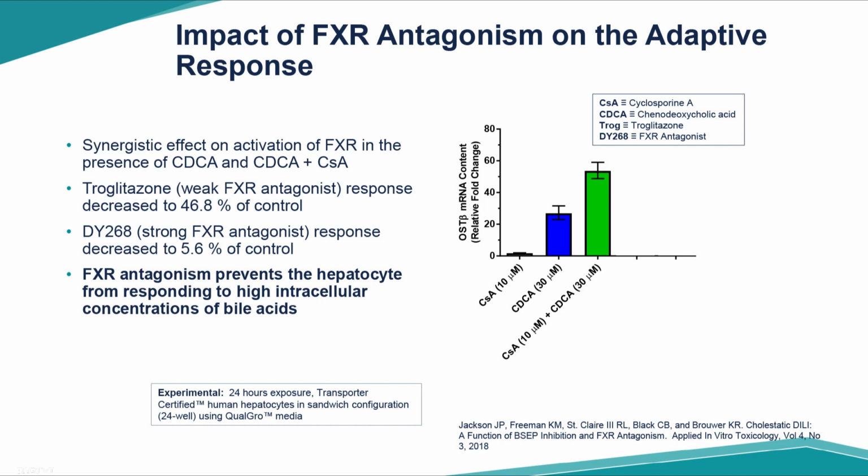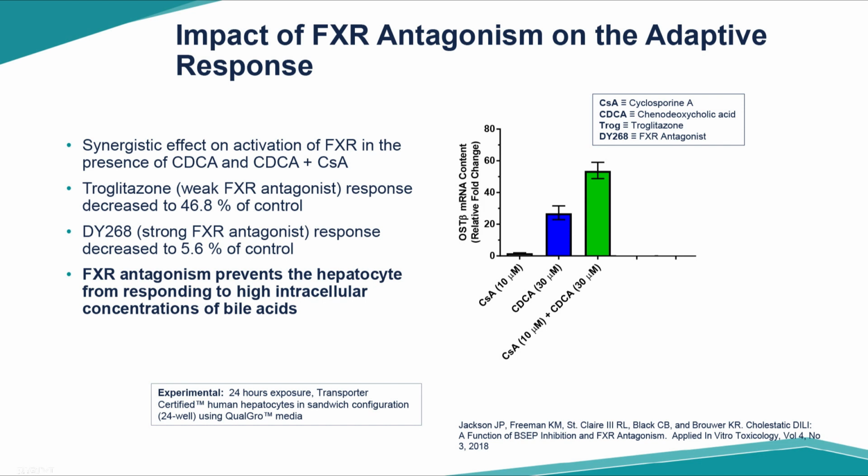So here we're showing the activation of FXR by measuring the OST beta messenger RNA. When we inhibit with cyclosporin, we see not much of a change because it's adapted. When we add CDCA, we see more of a change. And then when we put them together, we get a very synergistic response because we blocked efflux, and so we get very, very high concentrations of CDCA.